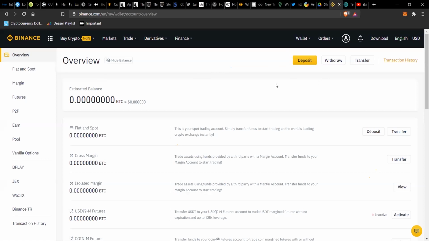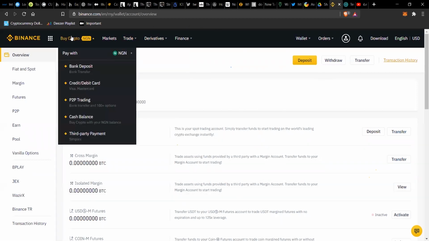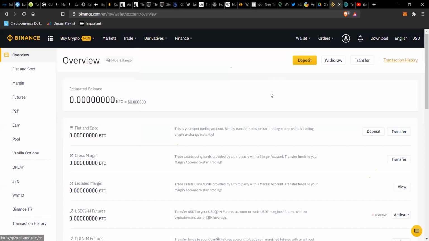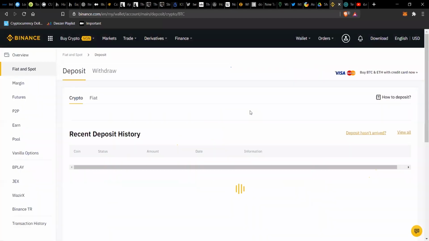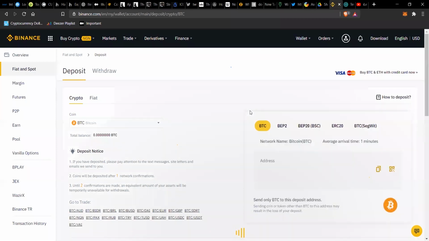So if I would like to deposit on my Binance account, let's say I'm not doing Naira, for example. I already showed you how to deposit Naira. You have to go through peer-to-peer exchange, where you come over to buy crypto and click on P2P trading. But if I want to deposit, let's say Bitcoin or Ethereum I've been holding in another wallet and I would like to use it to trade, you just come over here, click on deposit, and you click on deposit crypto, since that is what you want to deposit.